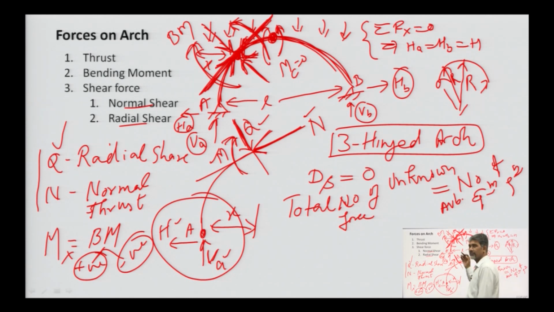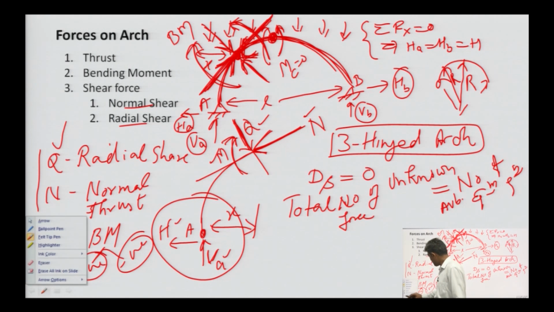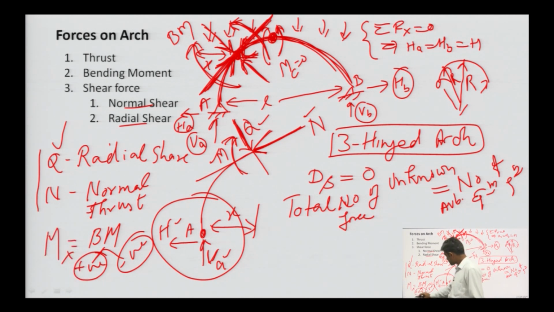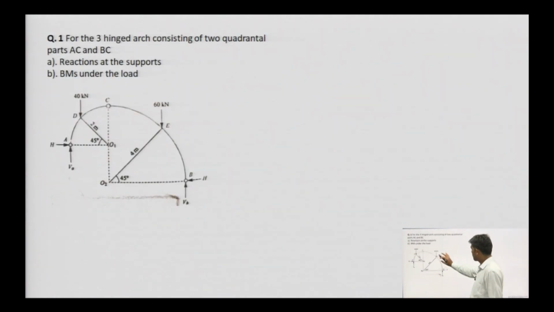Resolve the forces in different segments, and you can get that value. Say we need to calculate the values of N and Q, how will we resolve them? Let me explain how they will be resolved to get the values of N and Q. Let me explain in the next slide, after explaining the normal thrust and radial shear here.